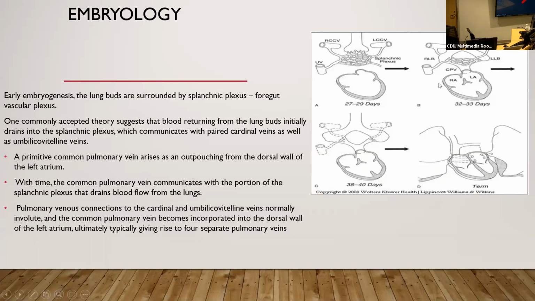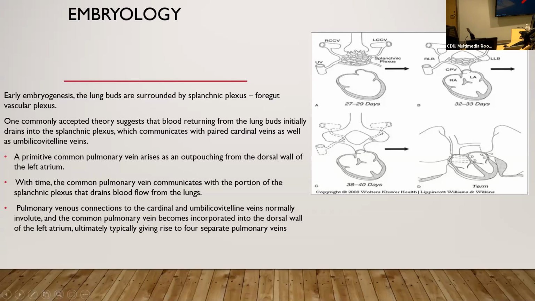And then as time goes by at around 32 to 33 days, you have a common pulmonary vein, which is arising as an outpouching from the dorsal wall of the left atrium. So this is where eventually your 4 pulmonary veins will arise from. So with time, the common pulmonary vein communicates with a portion of the splanchnic plexus, which is in this diagram here where you see communication.